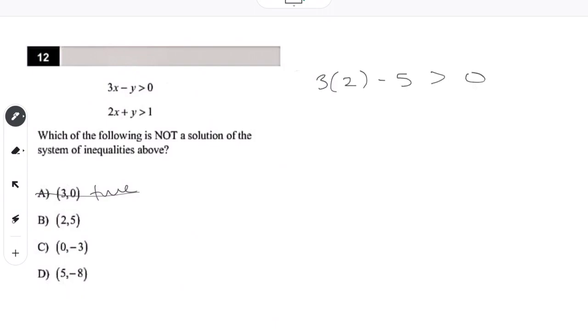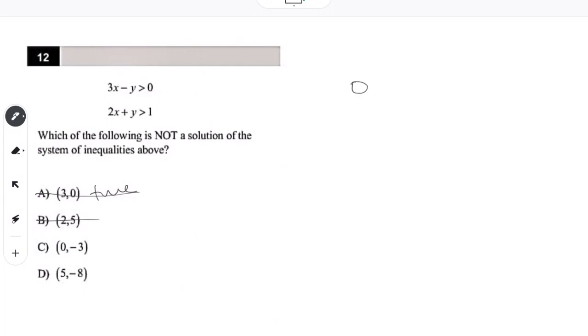So now we're going to do the second one. 6 minus 5 is greater than 0. That is true, because 1 is greater than 0. And then we're also going to do 2 times 2 plus 5. Is that greater than 1? Yes, that is greater than 1. This is not true. And then 0.